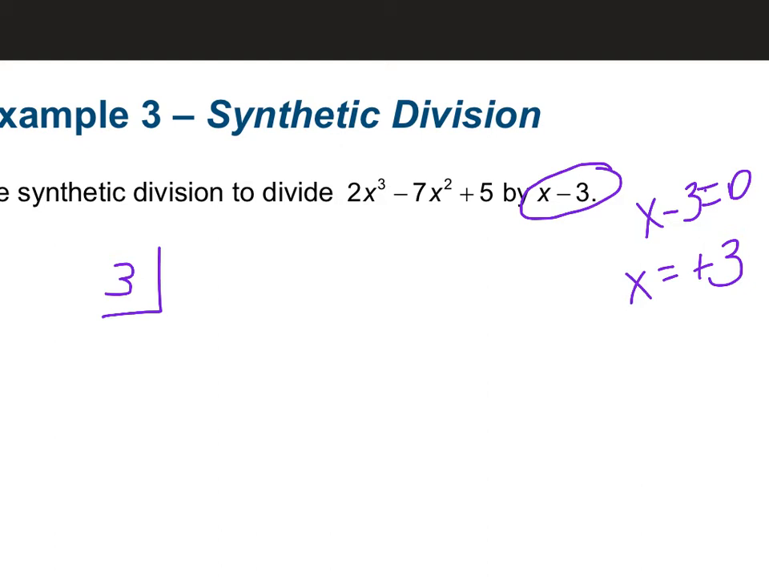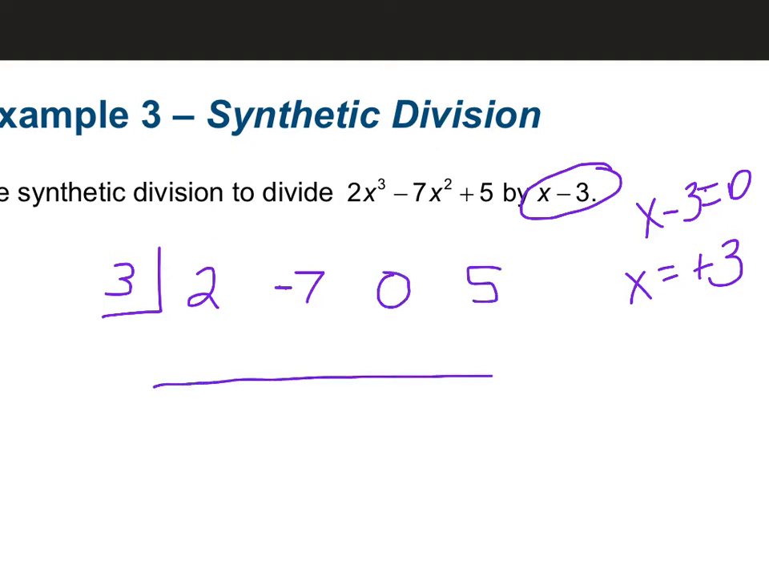Now we take the coefficients of everything. So I say, okay, start off with x cubed. What's the coefficient of x cubed? It's 2. What's the coefficient of x squared? Negative 7. What's the coefficient of x? 0. Good. There isn't one, so put a 0, and then you have your 5.